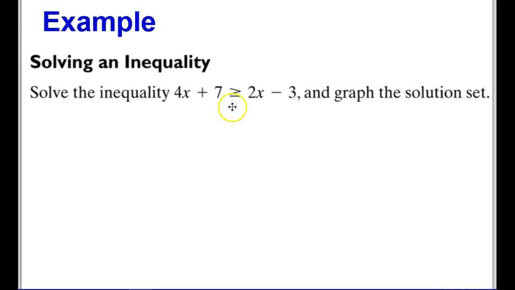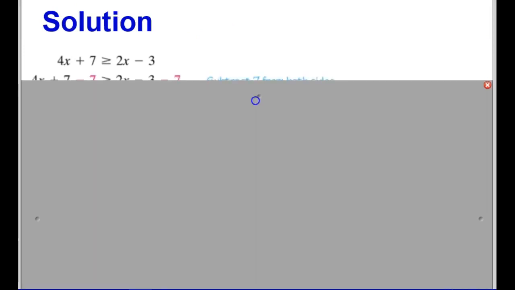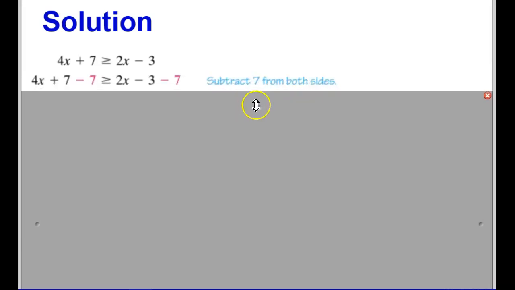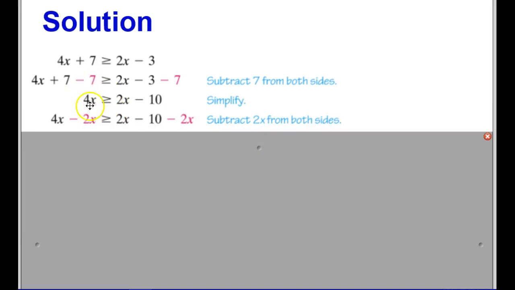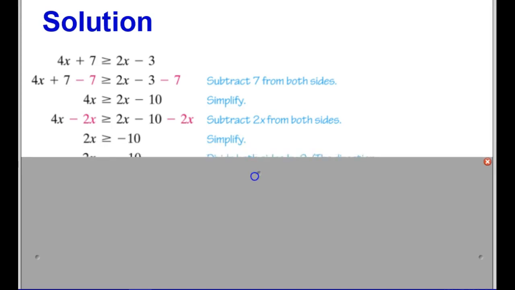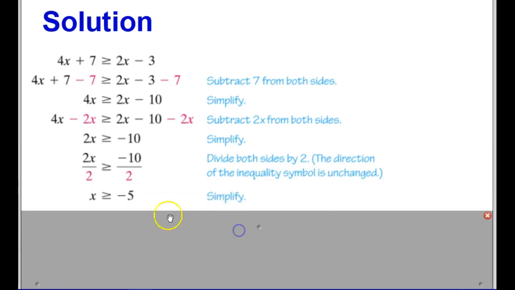So here I have 4x plus 7 is greater than or equal to 2x minus 3. So let's look at that solution. Both of my sides are pretty simplified, so I can start moving all of my constant terms to one side and all of my x's to the other. Generally in math, we want to move x's to the left and our constants to the right. So I'm subtracting 7 from both sides and simplifying. And then I'm going to subtract my 2x from both sides to get all of my x's over to the left side and simplify. And then my final step would be to divide by 2. And since I'm dividing by a positive number, I do not change the sign. So I end up with x is greater than or equal to negative 5.